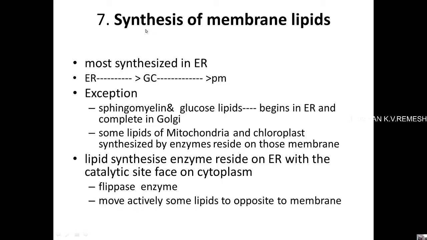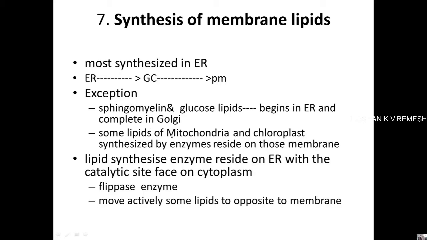Another function of endoplasmic reticulum, especially rough endoplasmic reticulum, is the synthesis of membrane lipids. Most of the membrane lipids are synthesized in endoplasmic reticulum, and after the synthesis they may be transported to the Golgi complex, and from there to the plasma membrane. There are exceptions. They are sphingomyelin and some of the glycolipids. They may be synthesized in endoplasmic reticulum and completed or fashioned in the Golgi complex.